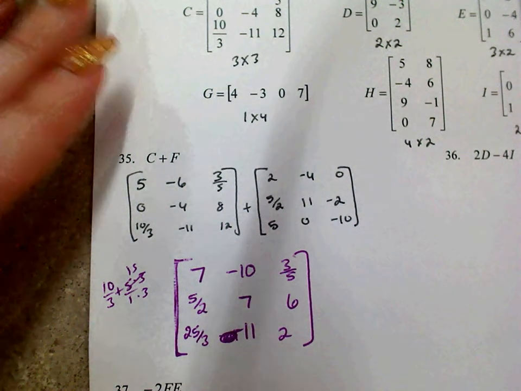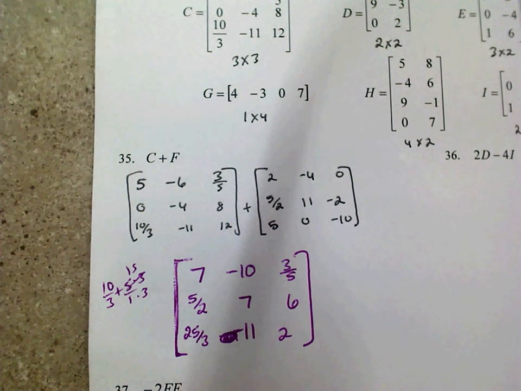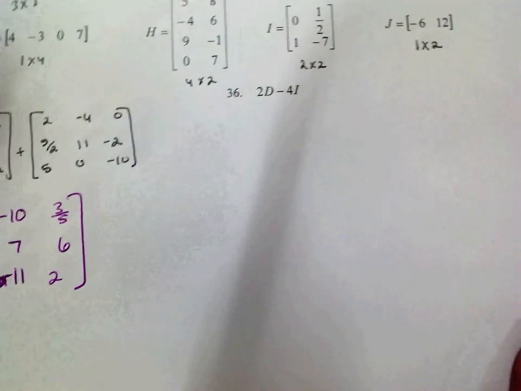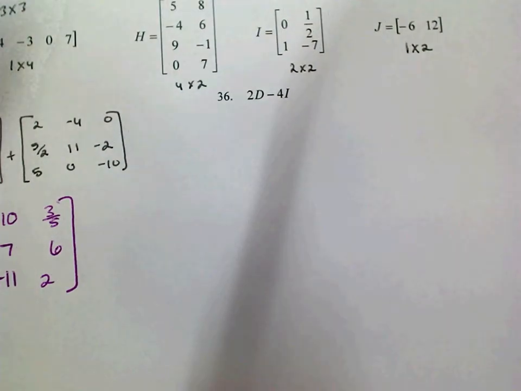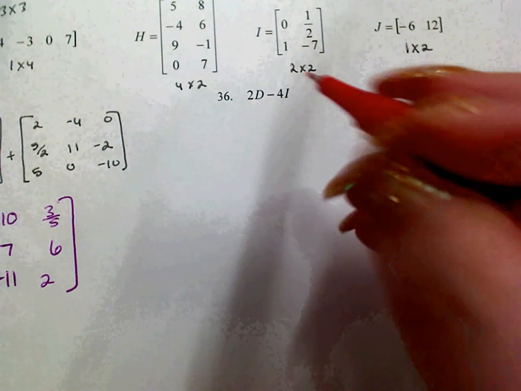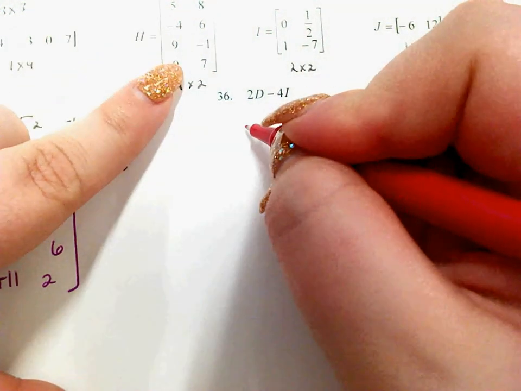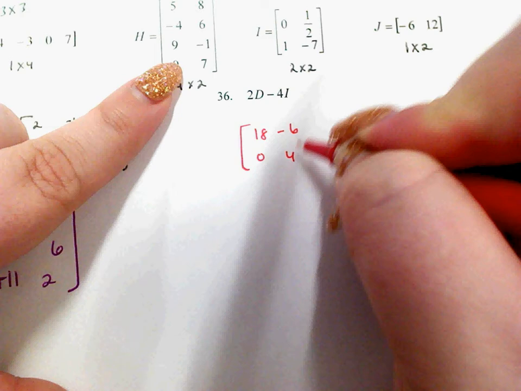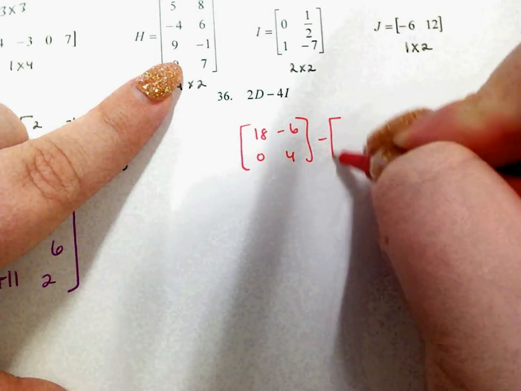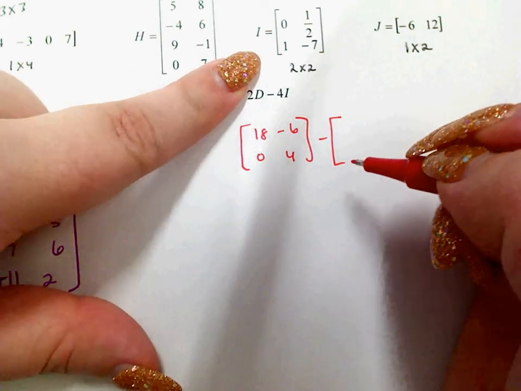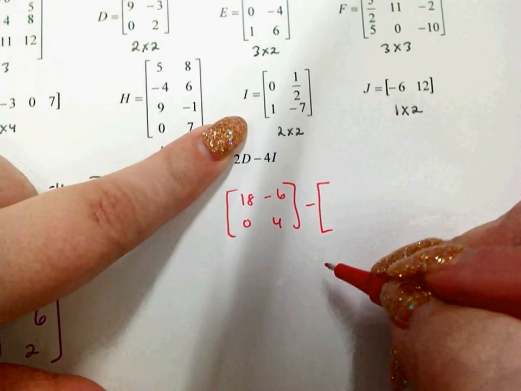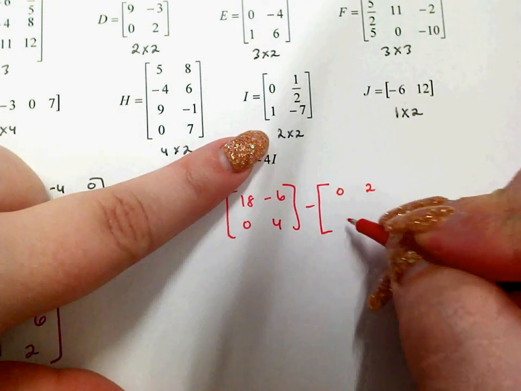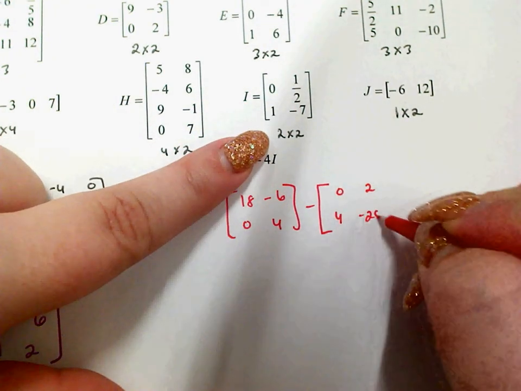On 36, 2D minus 4I. So that's 2 times the matrix D. So 2D is going to be 18, negative 6, 0, and 4, minus 4I. So 4 times the matrix I, which is going to be 0. 4 times a half is 2, 4, and negative 28. And then if we subtract, a 2 by 2 minus a 2 by 2 is another 2 by 2.